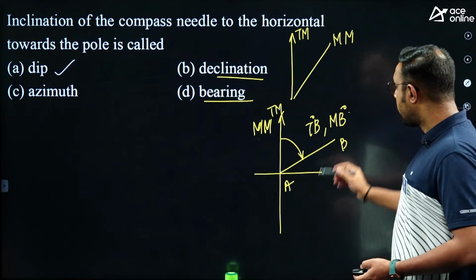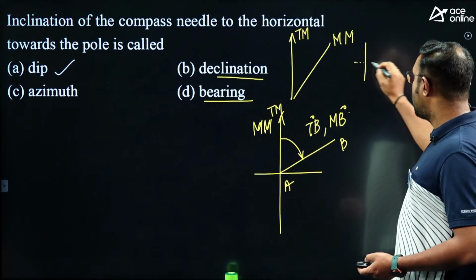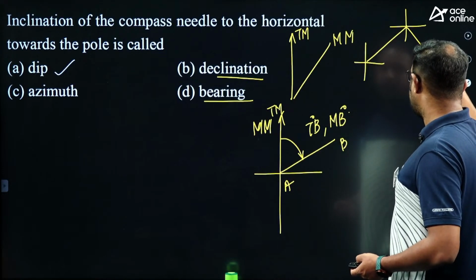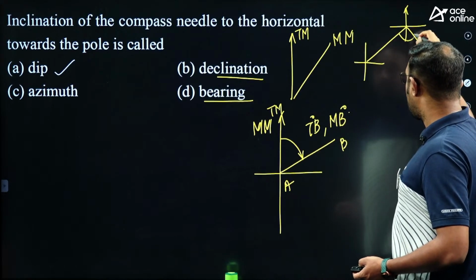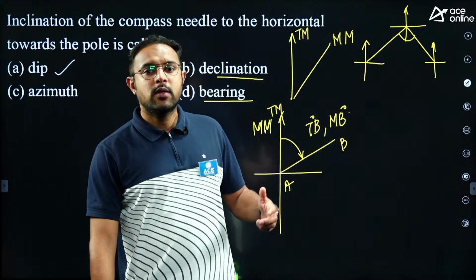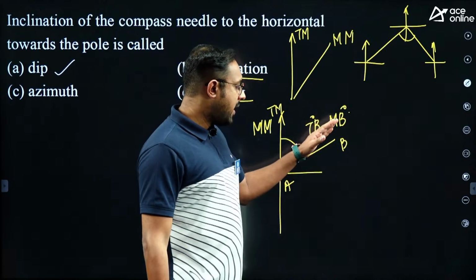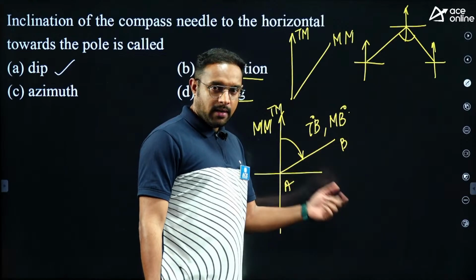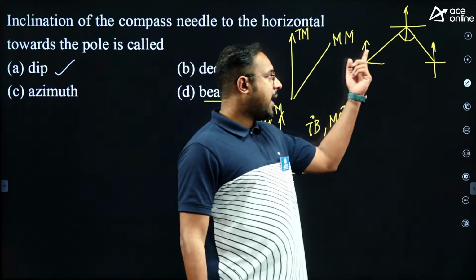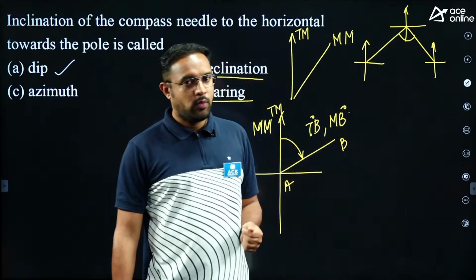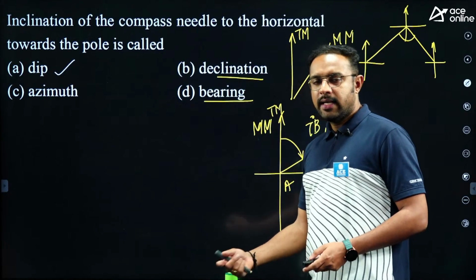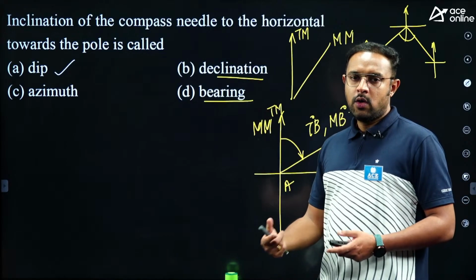Now, can you tell me what is the angle between two lines called? Angle between lines is called included angle. Angle between line and meridian is called bearing. That is the difference. Line and meridian is bearing. Line and line is what we call included angle. That's it. Now, azimuth is another name that we use for our true bearing.